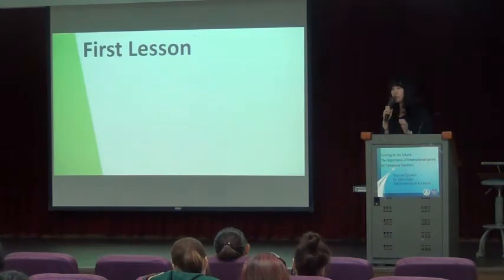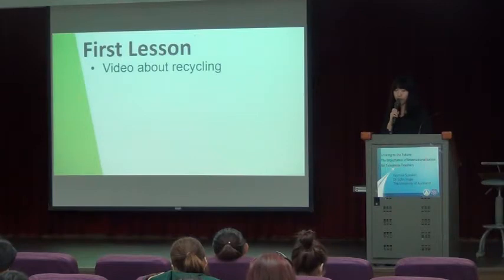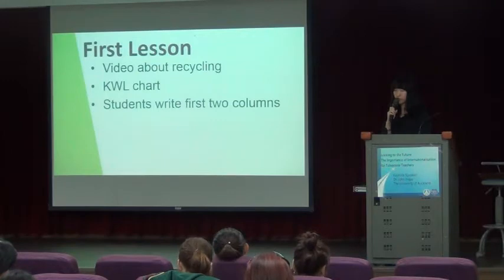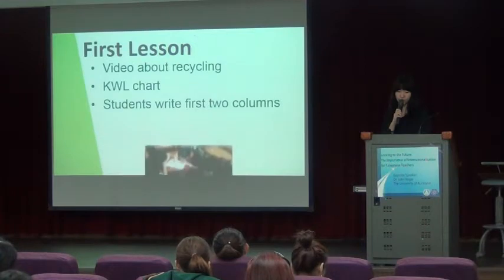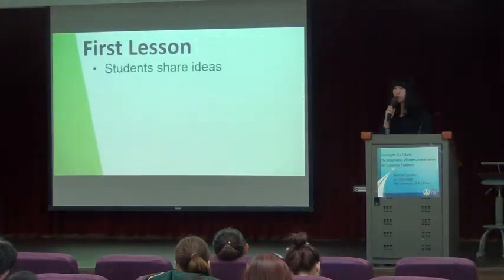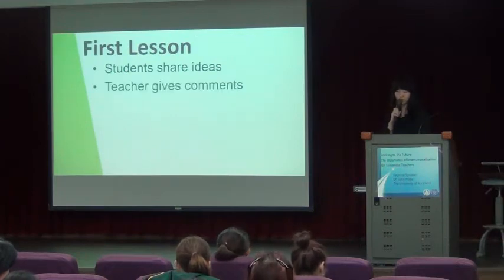And I used 4 lessons to finish this research. In the first lesson, at the beginning, I used videos to get them interested in recycling. And then I introduced the KWL chart, and asked the students to finish the first 2 columns by themselves and also with their group members. That's a picture of them discussing the first 2 columns. And then some students were asked to come to the front to share their ideas about their questions. And then I gave some comments at the end.